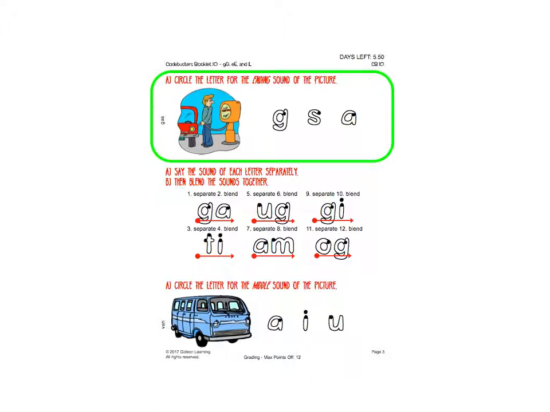In this activity, we want your student to isolate the ending sound of the picture. This is a picture of gas. If your student has trouble understanding how to do this, just overemphasize that ending sound for your student. Gas, gas. And hopefully they'll easily identify S as the ending sound.